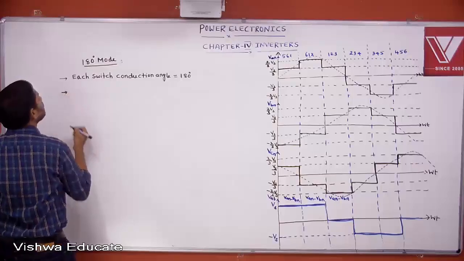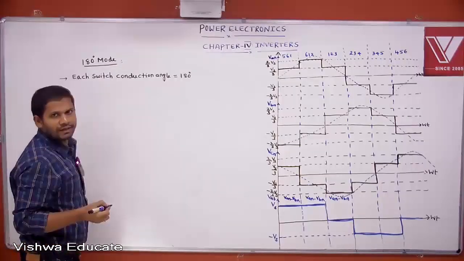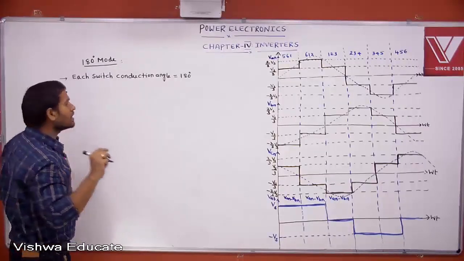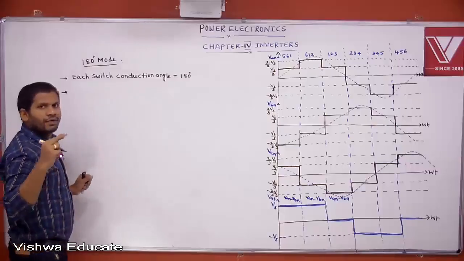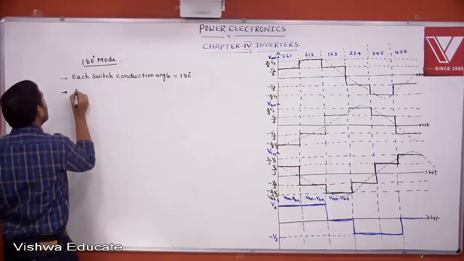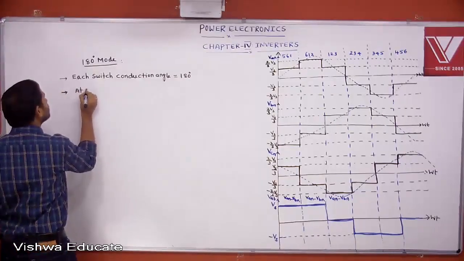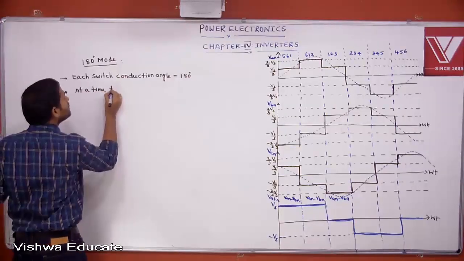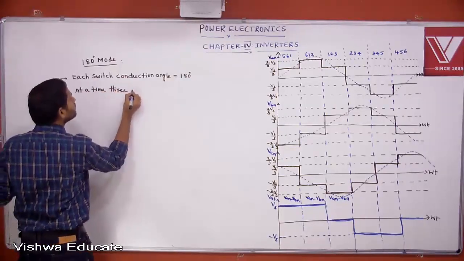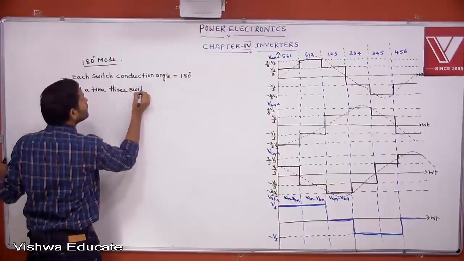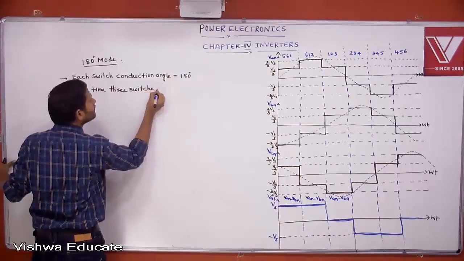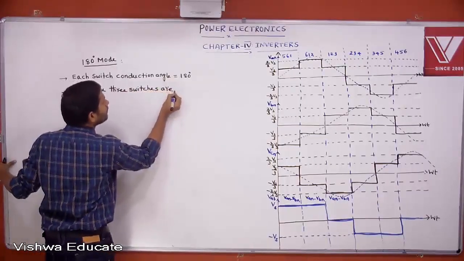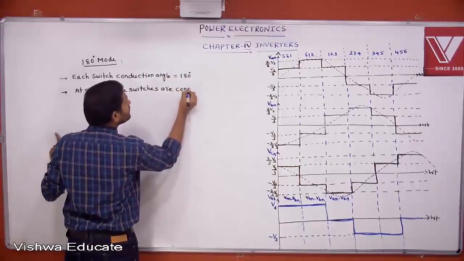At a time, how many switches are conducting? At a time, 3 switches are conducting. That is, 3 devices are conducting at a time.